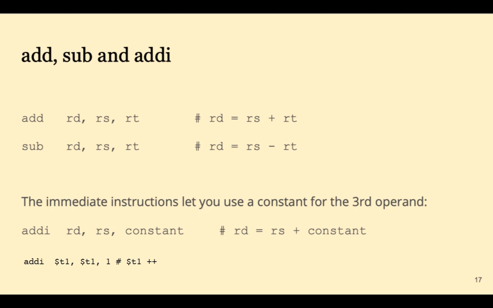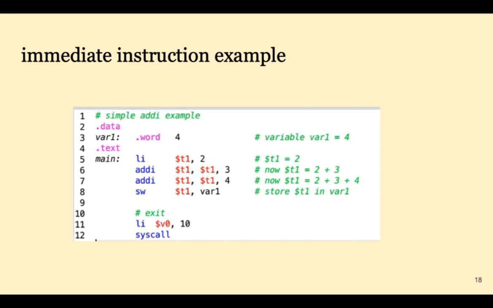MIPS also allows for an immediate form of the arithmetic logic instructions that let you use a constant for the third operand. The reason for this is that small constants are often used in programs, and it would be inefficient to store and load these from memory. This simple program gives some examples of the addi instruction and also a new instruction, li, for load immediate. Load immediate lets us put a small constant into a register.